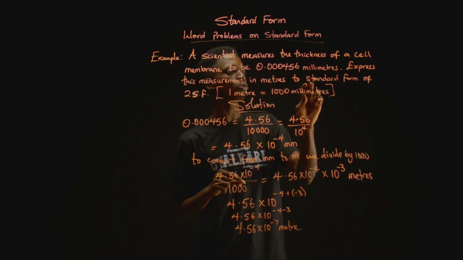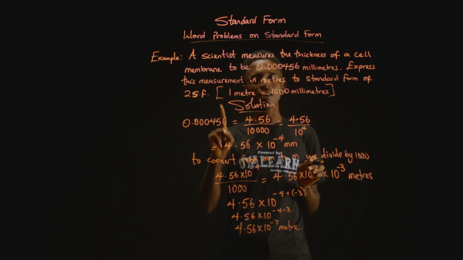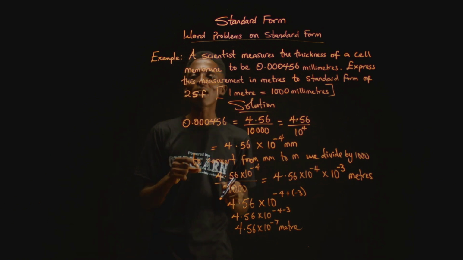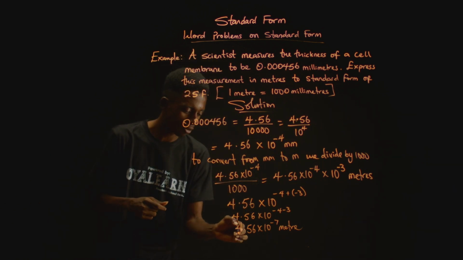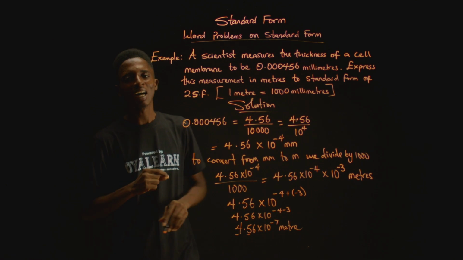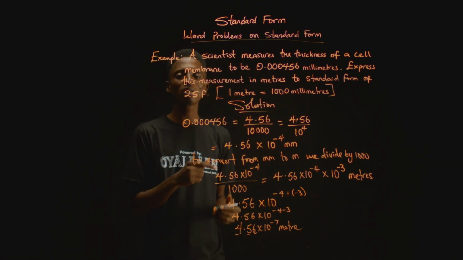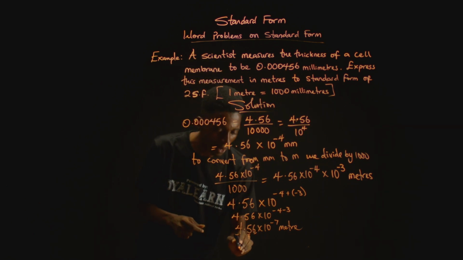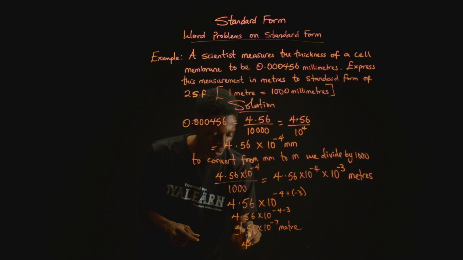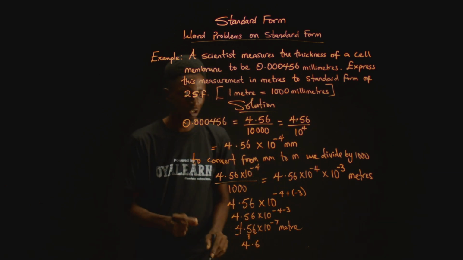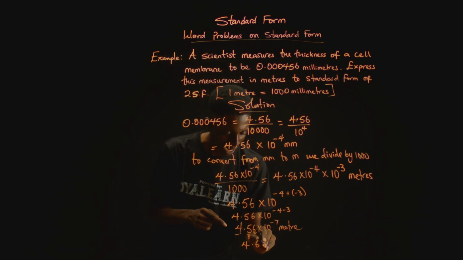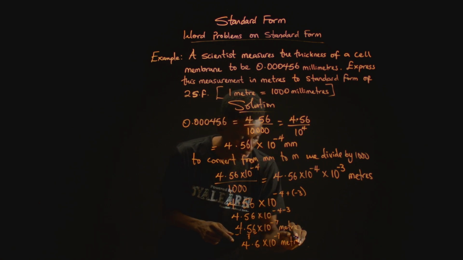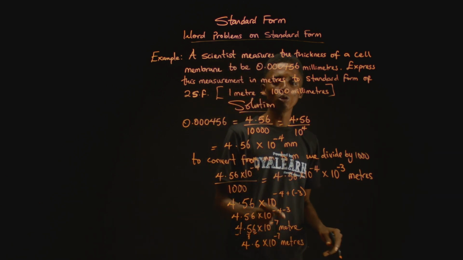Now recall we are told to do this to two significant figures. So if we are doing it to two significant figures, it means we'll count the first two non-zeros. And we have 4 and 5. Now the next digit is 6, which means we are going to round up. That is, we are adding 1 to this. And when we add, we'll have 4 point, now 5 plus 1 will give us 6. So we have 4.6 times 10 raised to the power minus 7 meters. And that's the solution to this problem.